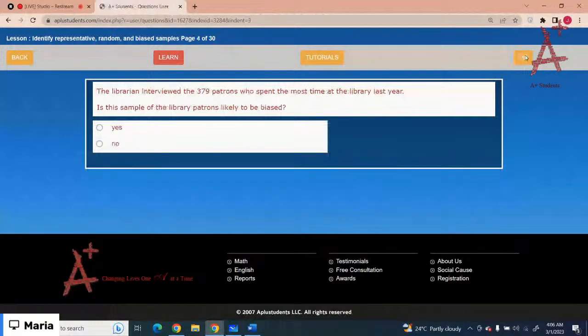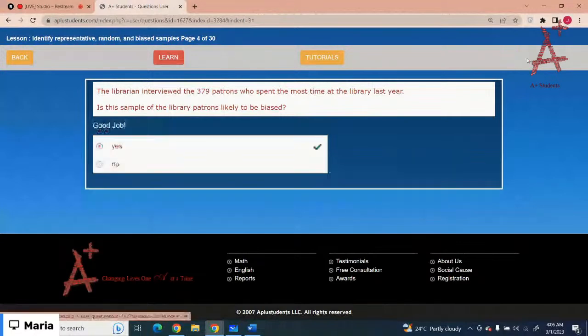The librarian interviewed the 379 patrons who spent the most time in the library last year. Is this sample of the library patrons likely to be biased? So which is the correct option? Yes, it is biased. Got it? Because you have a criteria. He selected 379, the ones who spent the most time in the library. So they are not similar to the other ones. Got it? Because they spent more time in the library. So it is biased data, because you have to select it on the criteria.